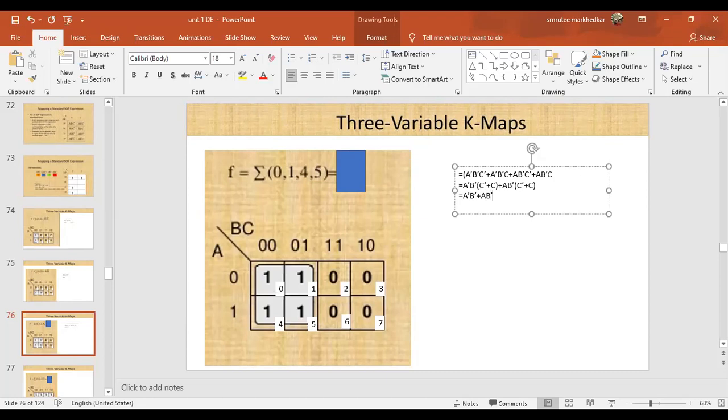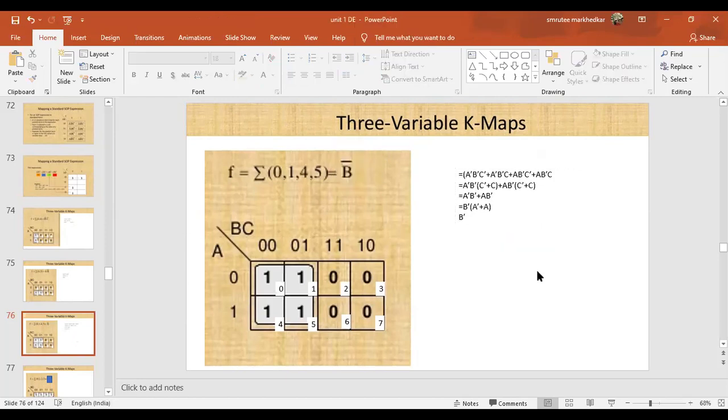Okay, one more thing can be taken common. So I will take B bar as common. I'm left with A bar plus A. That makes it 1. I'm left with B bar. So you can see the answer we have got is a single term.